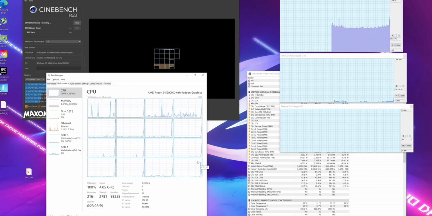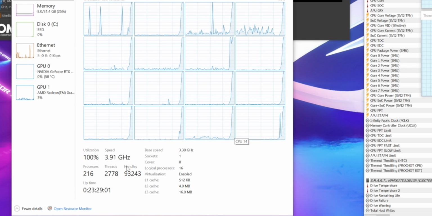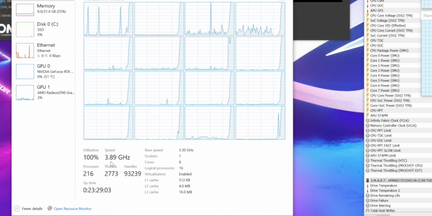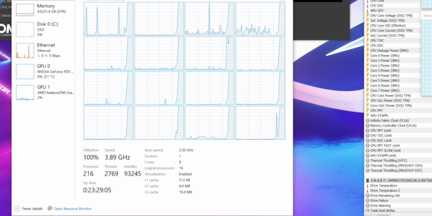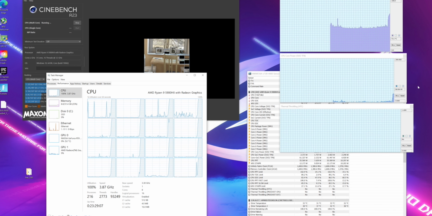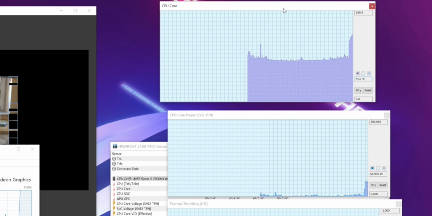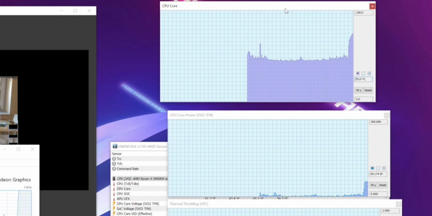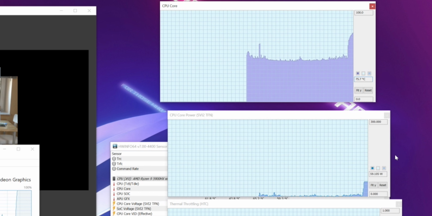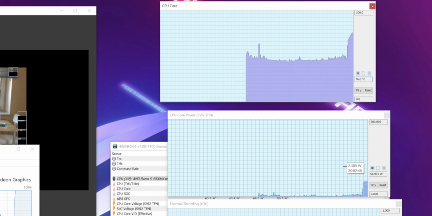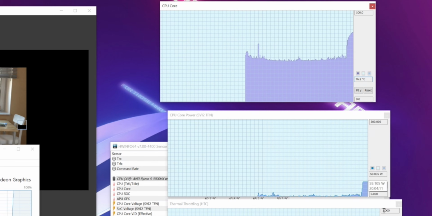So we're running Cinebench and we can see a frequency of nearly 4 gigahertz, 3.87 gigahertz. What do we got for temperature? Temperature, we are climbing up. This is the temperature, the one I'm moving now. Looks like 75 degrees. The fan isn't that loud. You will have fan noise, of course, because I am doing this.